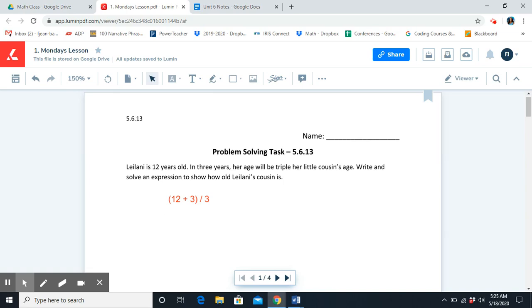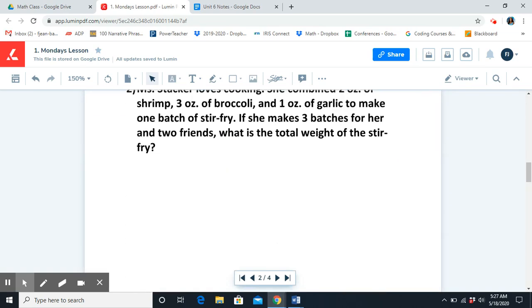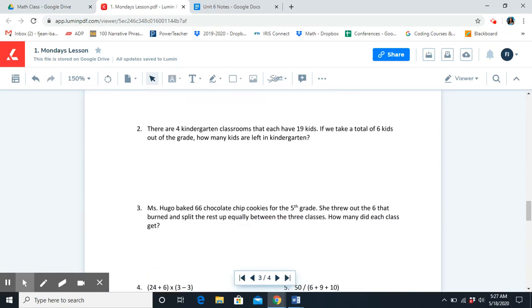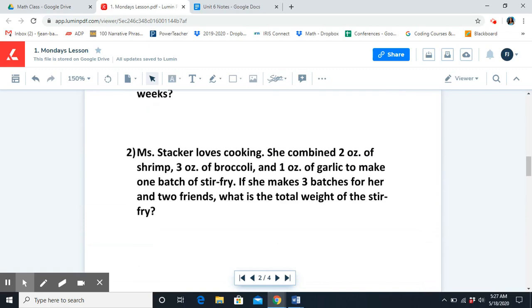Now we're ready to solve. First, we're going to do 12 plus 3 because that is our priority. 12 plus 3 equals 15. 15 divided by 3 is 5. So we know that Leilani's cousin is 5 years old. So you're going to go on ahead and complete all of the practice problems, including guided practice. And once you're all complete, come back to the video.